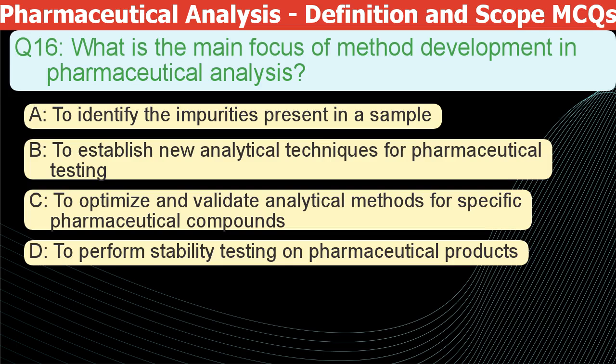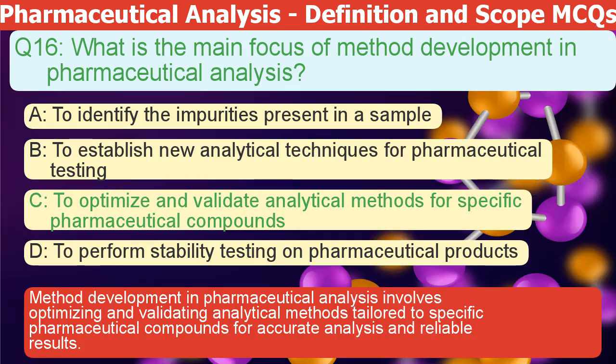What is the main focus of method development in pharmaceutical analysis? A. To identify the impurities present in a sample. B. To establish new analytical techniques for pharmaceutical testing. C. To optimize and validate analytical methods for specific pharmaceutical compounds. D. To perform stability testing on pharmaceutical products. The correct answer is C. Method development in pharmaceutical analysis involves optimizing and validating analytical methods tailored to specific pharmaceutical compounds for accurate analysis and reliable results.